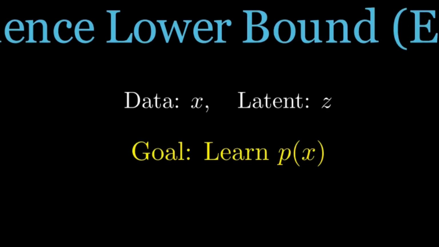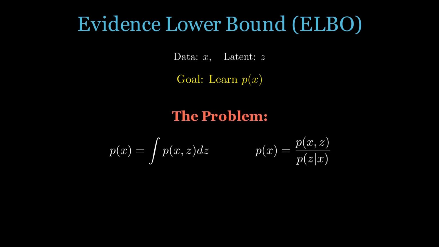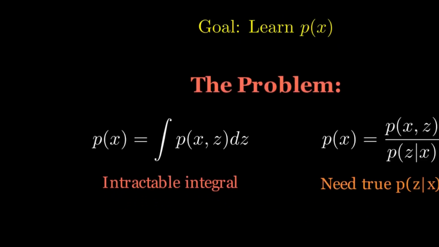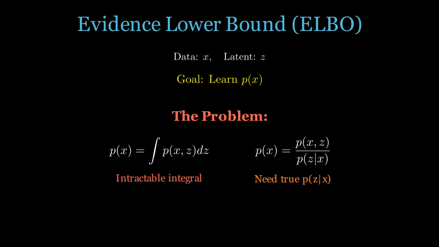Our goal is to learn the probability distribution p of x. But here's the problem. We have two ways to compute p of x and both are intractable. On the left, we can integrate over all latent variables, but this problem is generally computationally impossible to evaluate. On the right, we can use Bayes' rule, but this requires the true posterior p of z given x, which we don't have access to. So how do we solve this?